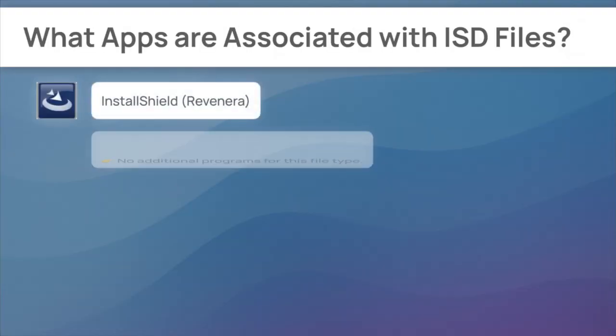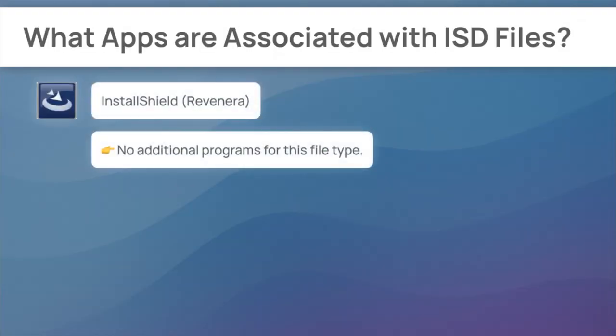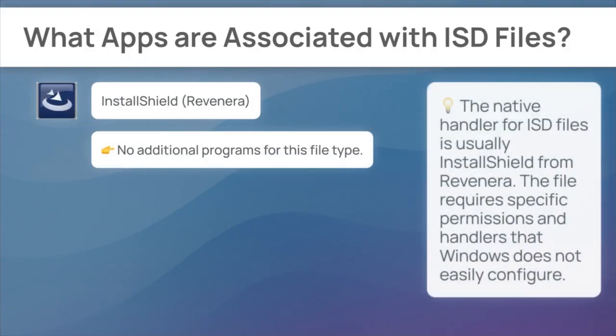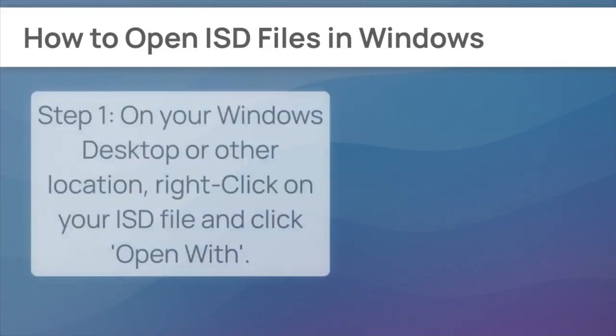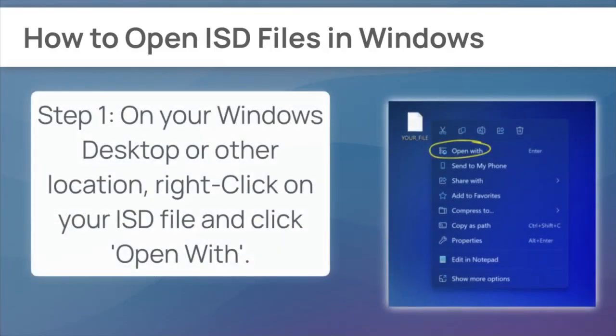There's a proprietary link between the ISD format and InstallShield by Revenera. This file contains executable code that Windows often blocks or quarantines by default. Windows shows the entries plainly, but proper adjustments require knowledge of the system or software. Let's find the specific program that links to the file signature.